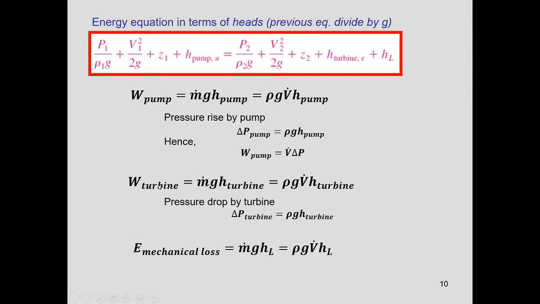And then for the turbine, okay, to get the work for the turbine is equal to m dot, the mass flow rate, times g times h turbine, which you can get from here.